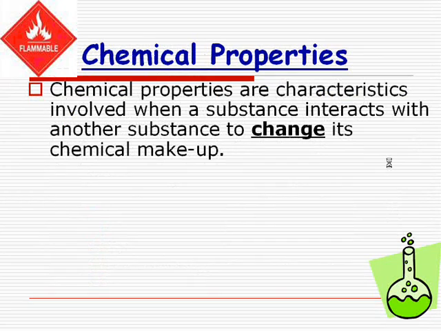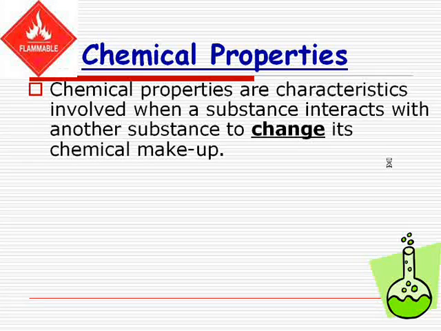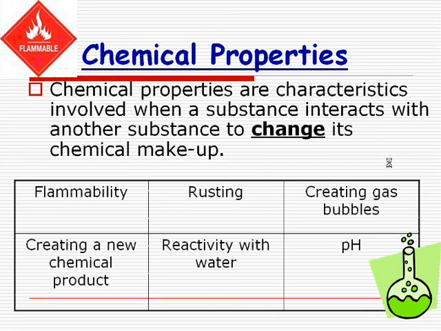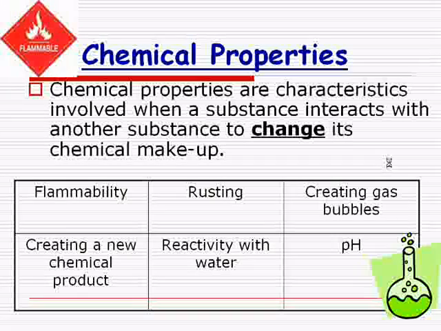All right, then you have chemical properties. Chemical properties are characteristics involved when a substance changes its chemical makeup. You're only going to tell a chemical property when you put it through a chemical change. Some common chemical properties: if a thing is flammable, that's a chemical property. Does it rust? Does it create bubbles? Does a metal react with water? If so, that's one of its chemical properties, that it reacts with water.